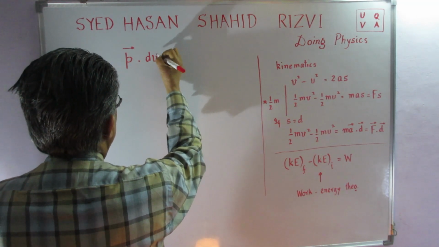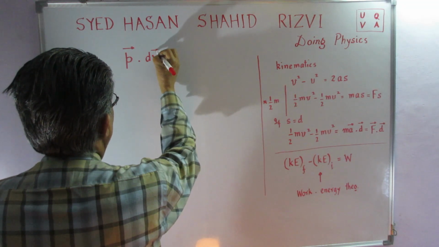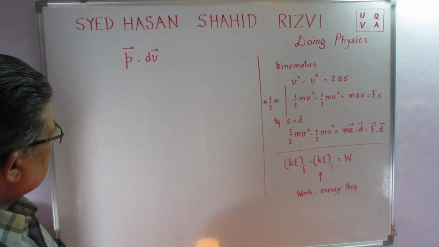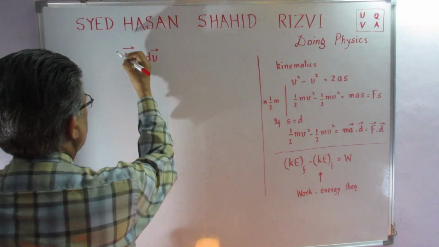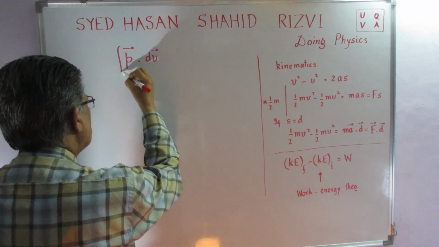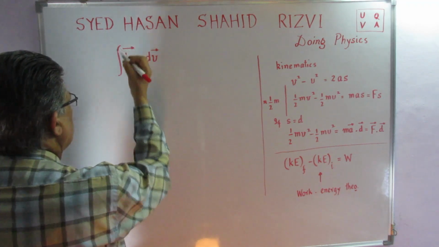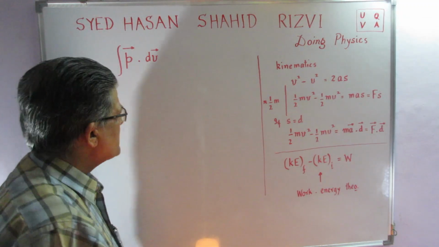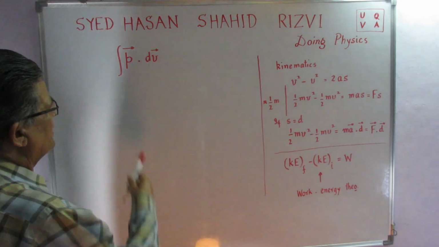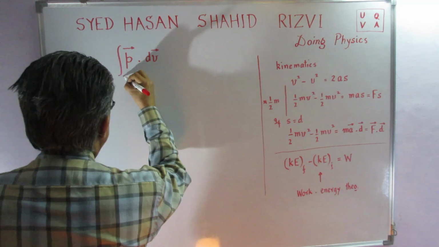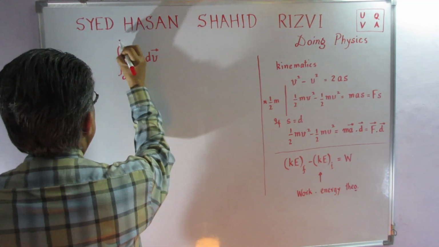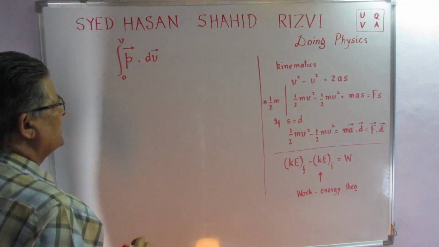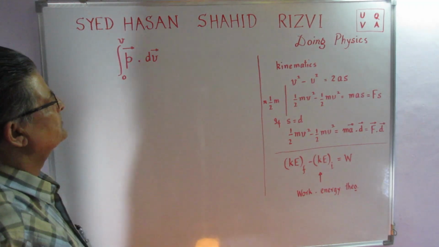The velocity and momentum are in the same direction, and the definition of the kinetic energy will be an integral of p dot dv. You will not find this kind of explanation in most of the books. Integration of p dot dv within the limits. We start from 0 and we end up at v. I'll tell you what it looks like.